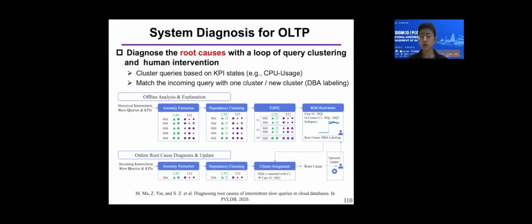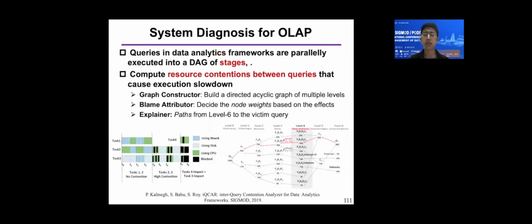And in the online stage, for an incoming slow query, they match it to a cluster based on the similarity score of the KPI state. If matched, they use the root cause of the cluster to notify DBAs. Otherwise, they generate a new cluster and ask the DBAs to assign the root causes. However, this method cannot prevent potential database failure. So another method is system diagnosis for OLAP.